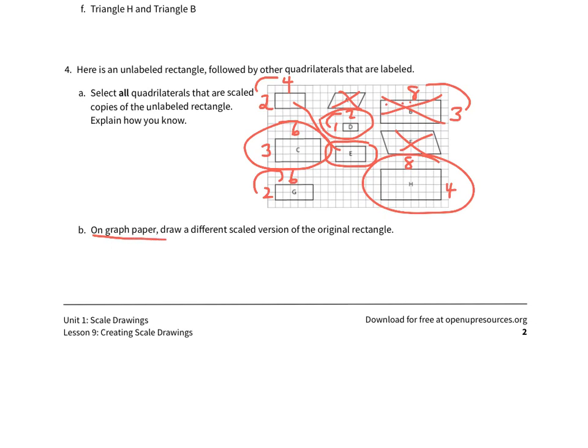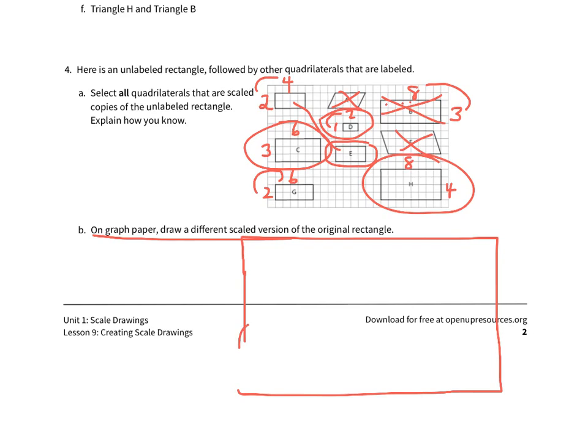And then it says on graph paper, draw a different version. So you could maybe do one that was, we already did 4 by 8. Maybe 6 by 12 would give you a scaled copy. Okay, so it's that scale idea of having the same ratios, same proportions. Okay, so that's your answer key.